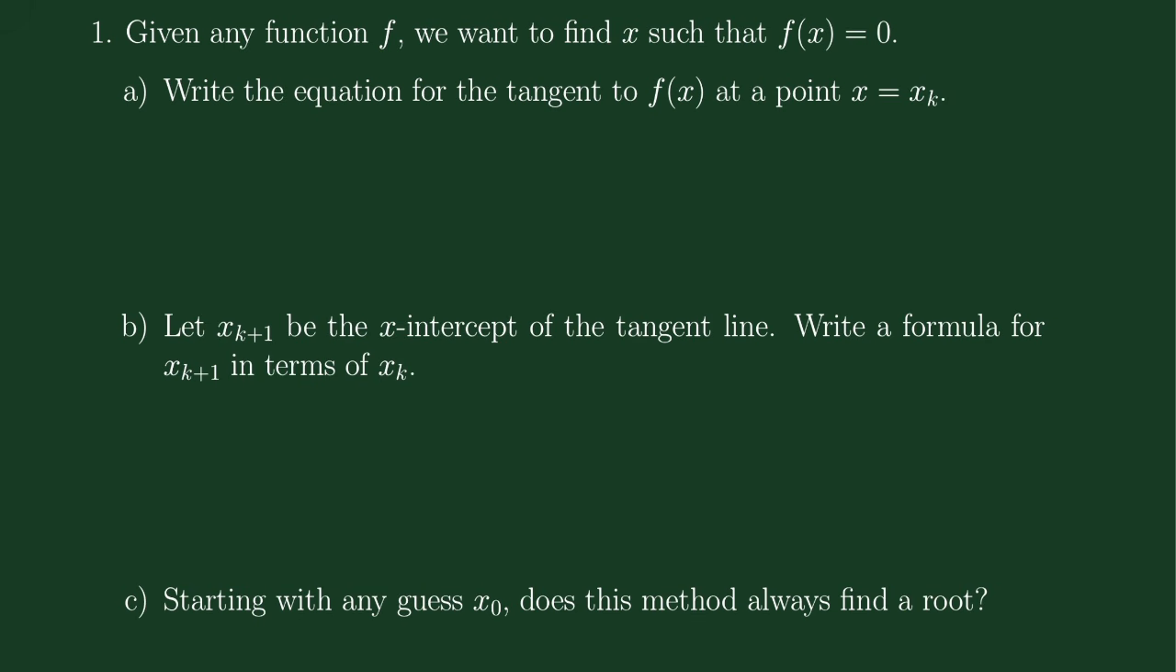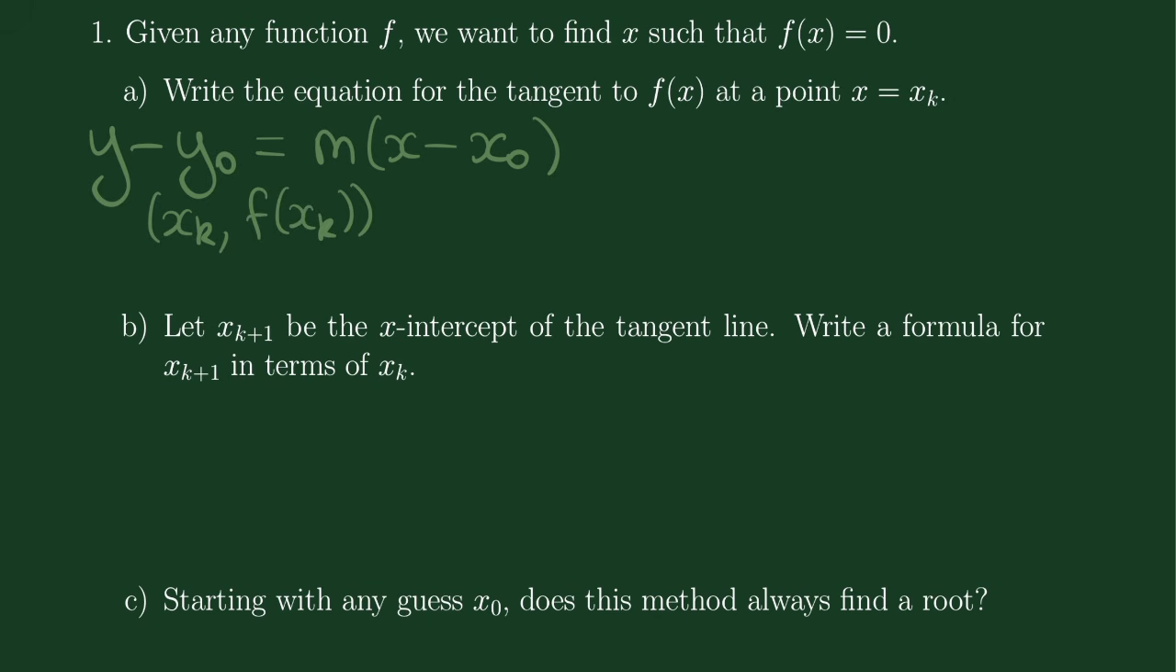So remember that the equation of a line is given by y minus y0 equals m times (x minus x0), where m is the slope of the line, and (x0, y0) is a specific point which lives on the line. In this case, our specific point will be xk, then f of xk for the y coordinate, and our slope will be the derivative at xk. And so the equation of our tangent will be y minus f of xk equals the derivative times (x minus xk).